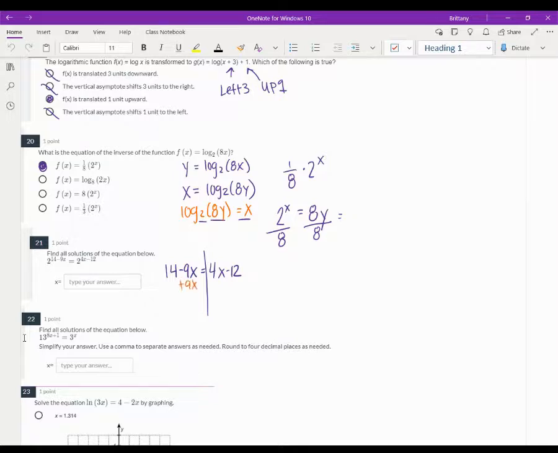I'm going to add 9x to both sides because I don't like when it becomes negative. Add 12 to both sides. 26 equals 13x. Divide by 13 and x equals 2.